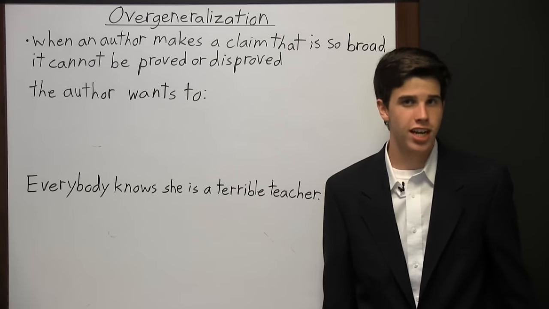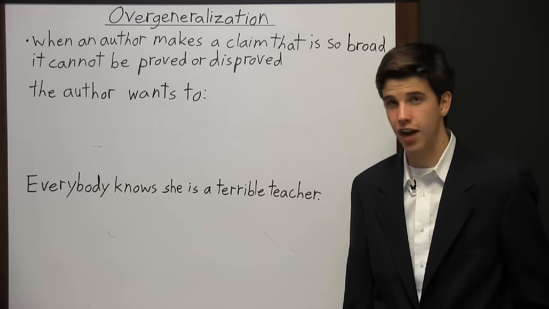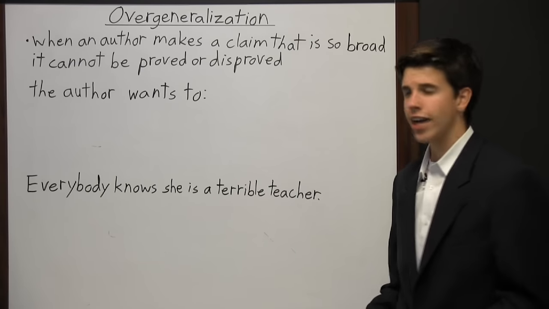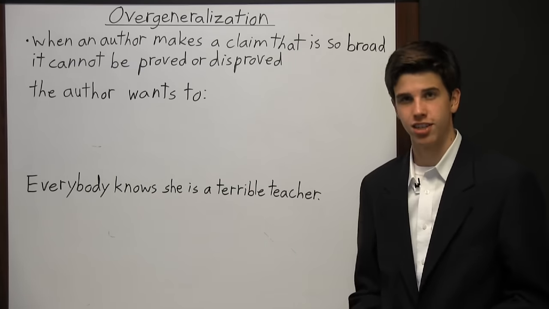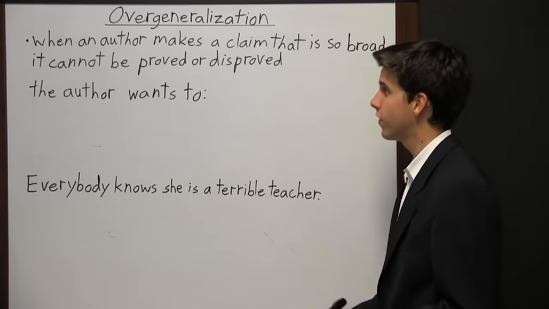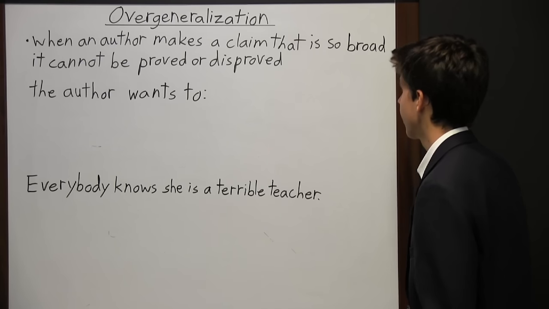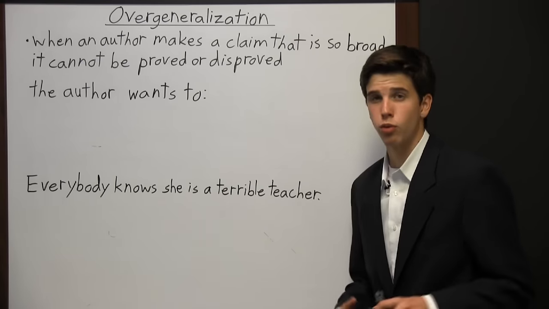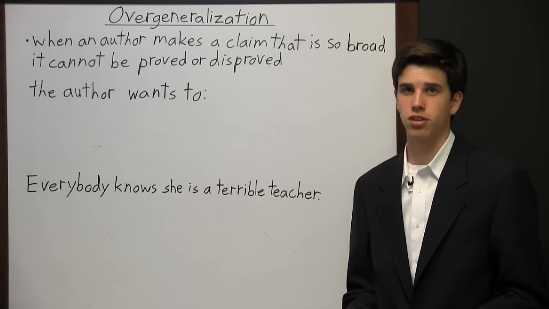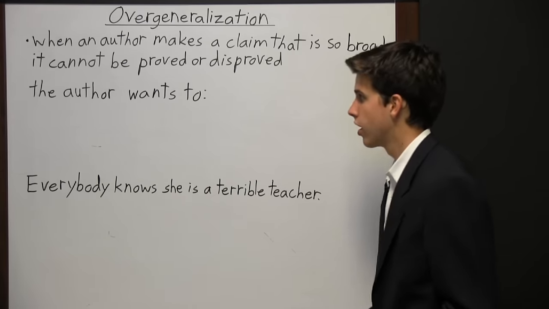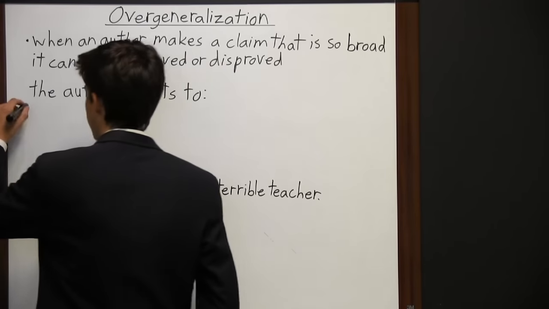An overgeneralization is a type of logical fallacy, which is a failure of reasoning. And so that is what an overgeneralization is, a failure of reasoning. But more specifically, we could define it as when an author makes a claim that is so broad it cannot be proved or disproved. So when an author uses an overgeneralization, it's usually to accomplish one of two motives. The first is to create an illusion of authority.